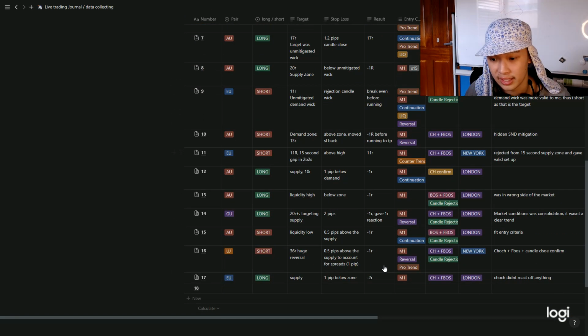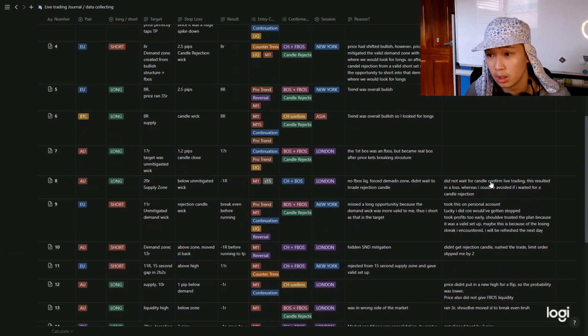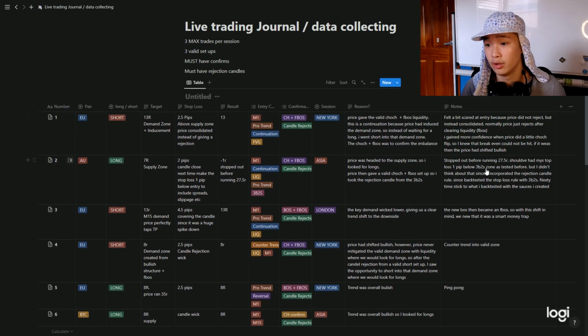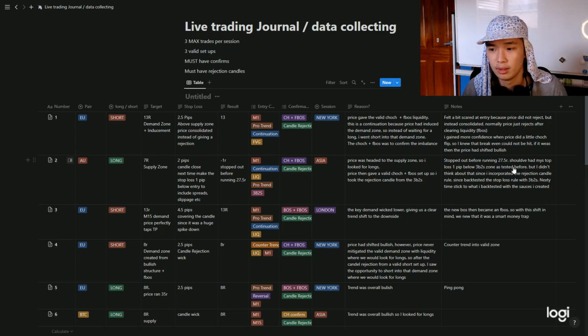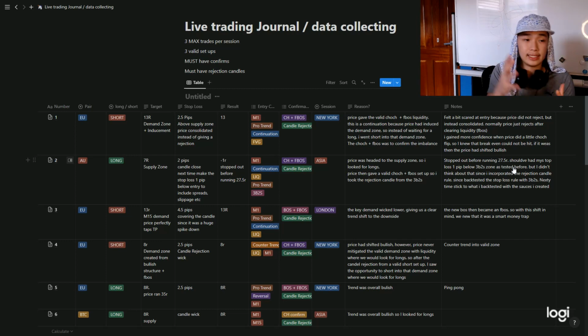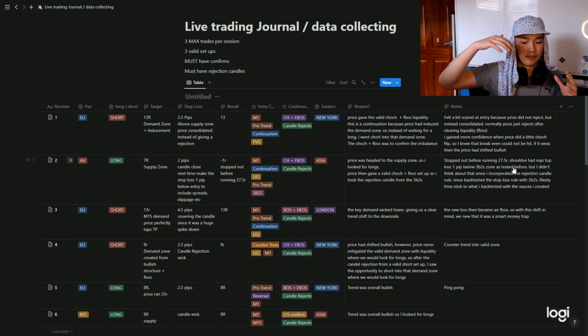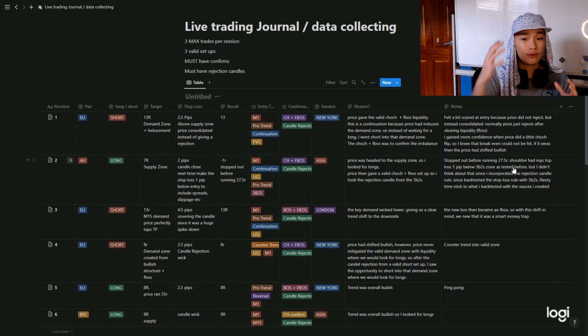So give me another example. Notes: I got stopped out before it ran 27 hours. I should have had my stop loss 1 pip below my secret source zone. But because I tested it so much, I didn't realize that instead of forcing this win, I could have caught a higher RR if I just lowered my stop, increased my stop loss. I got too greedy with the tight stop losses.